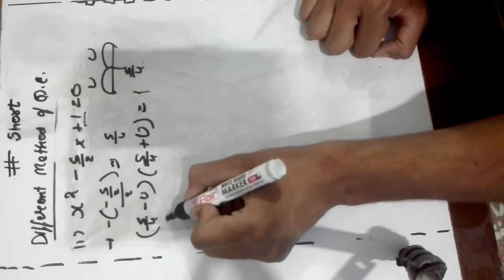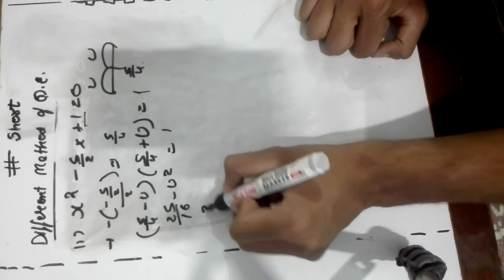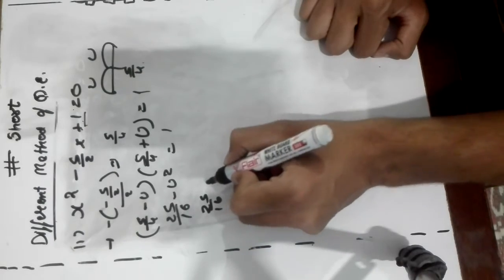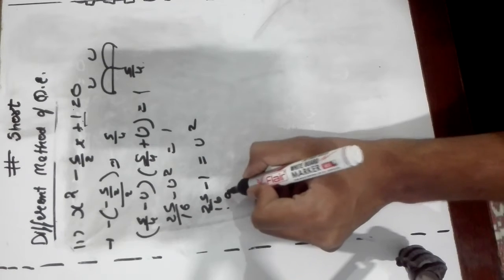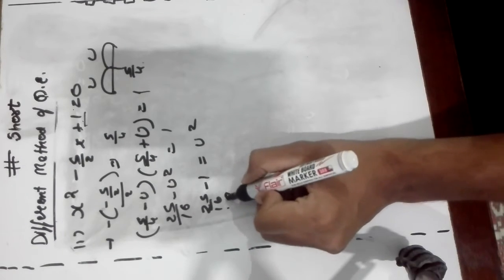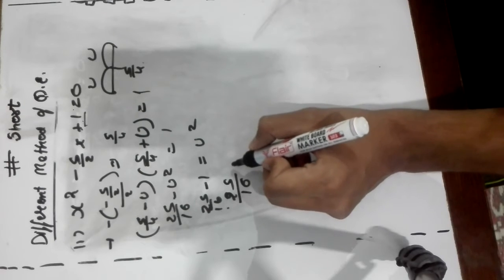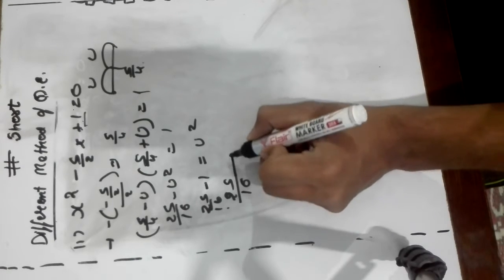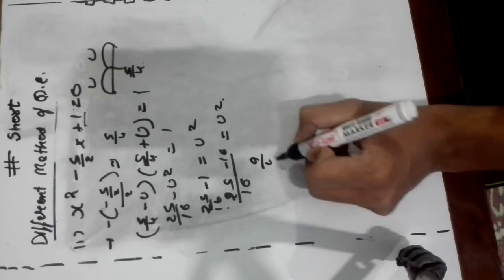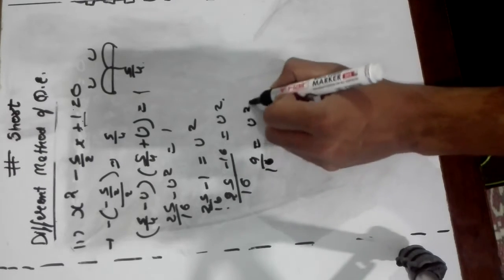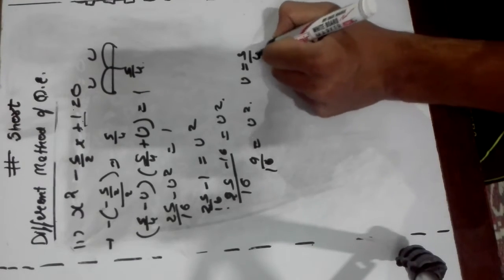So we have 25 by 16 minus u square equals to 1. We get 25 by 16 minus 1 equals to u square. Now we get 9 by 16. I should not simplify this, just to make you understand. We take minus 16 equals to u square. We get 9 by 16 u square. We get u equals to 3 by 4.